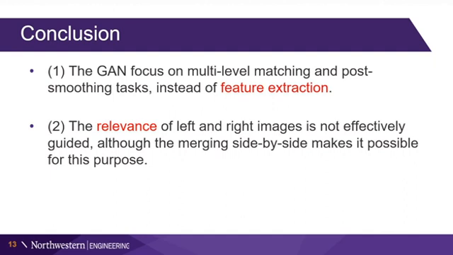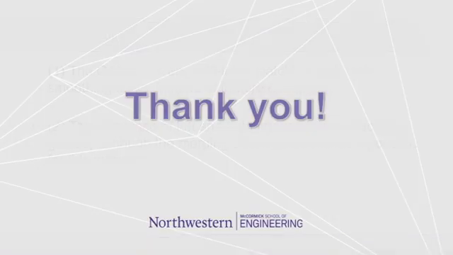The first one is about method option. Instead of using traditional methods such as feature extracting, we use the GAN, which is more difficult but more effective. Secondly, merging pictures from each eye side by side makes left and right images effectively guided. That's all about our research. Thanks for listening.